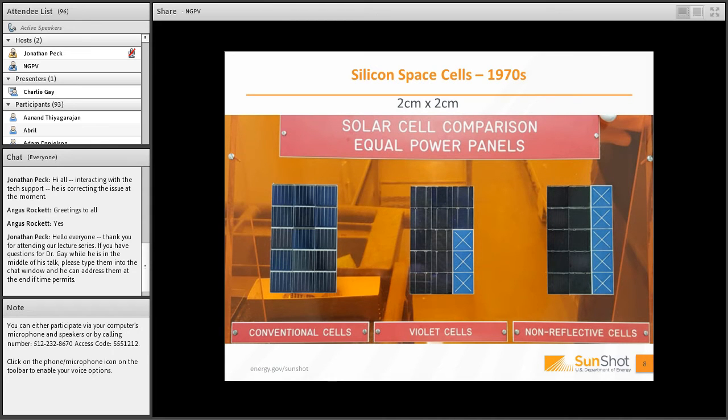By about 1975, the ability to form texturized surfaces on 100-oriented silicon started to find its way into production of space cells, and that further enabled broadband trapping of light for those cells. Next slide.